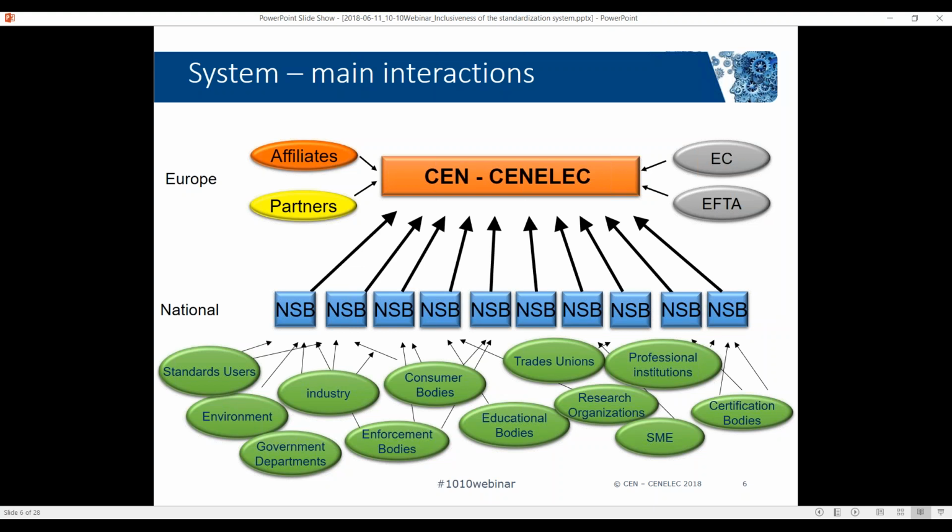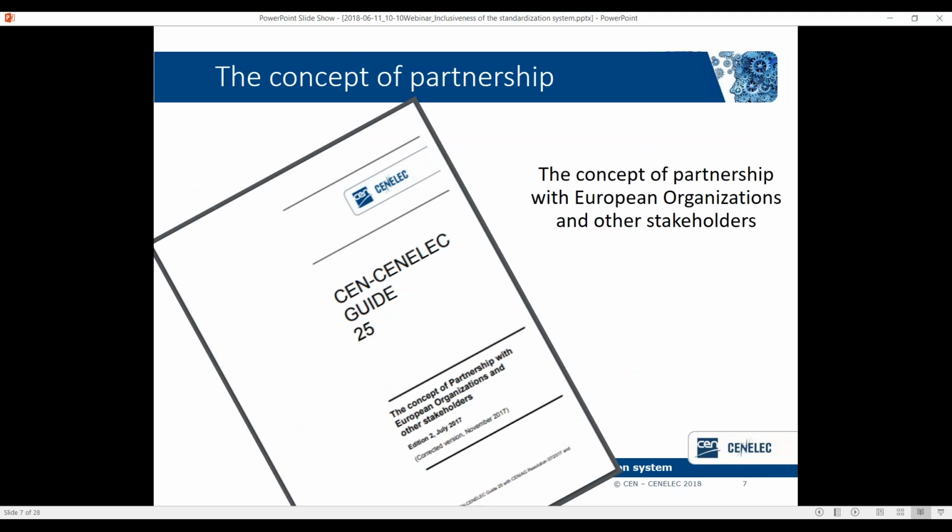Some stakeholders also have a voice directly at European level, such as the European Commission and EFTA, affiliates and partner organizations. They participate in the European standardization system as observers, which means they have no voting right. Today's presentation will highlight which kind of partnerships exist and how they interact with CEN and CENELEC.